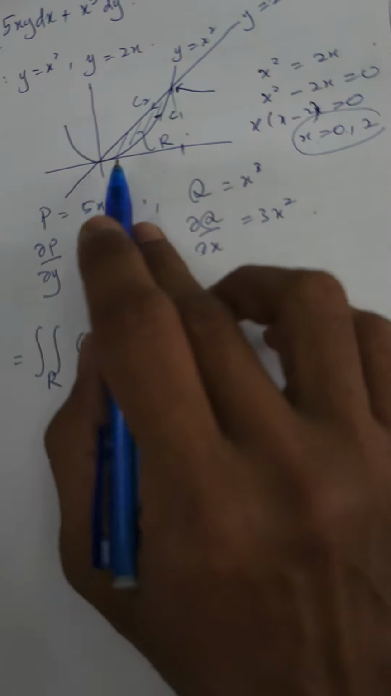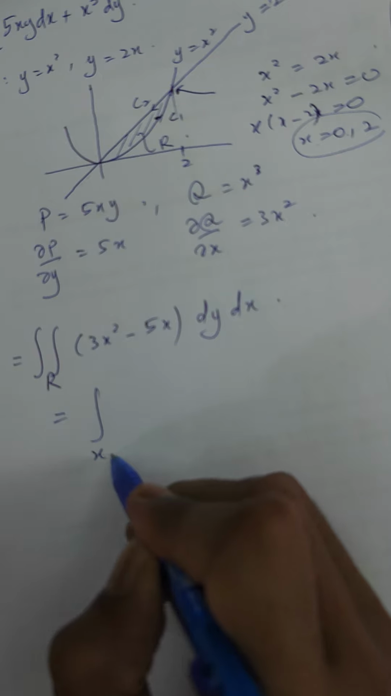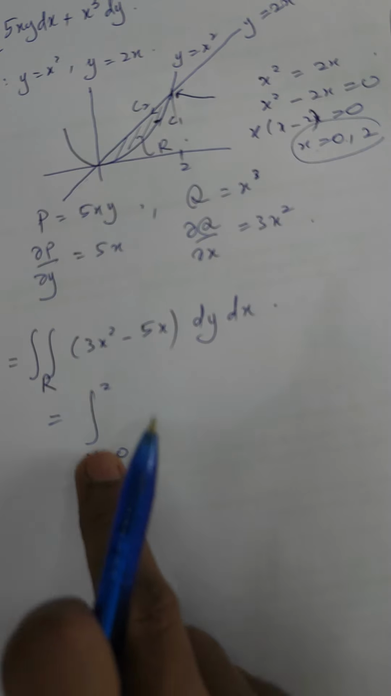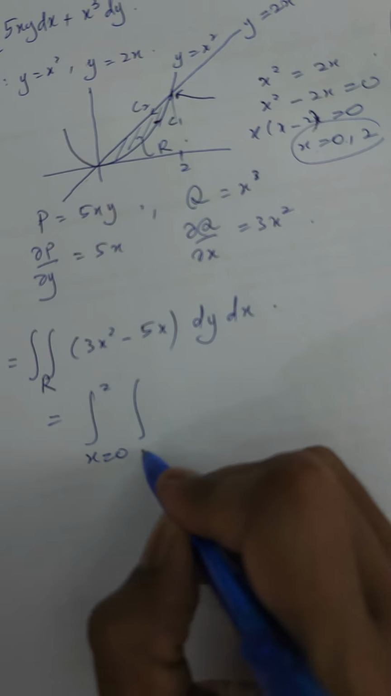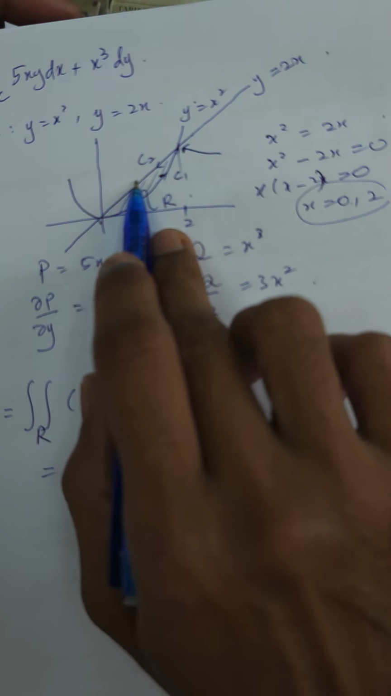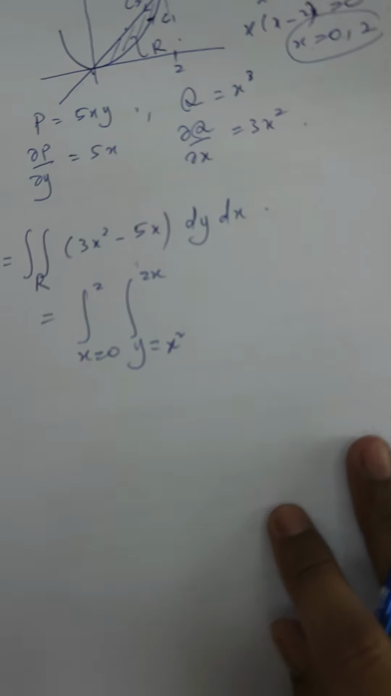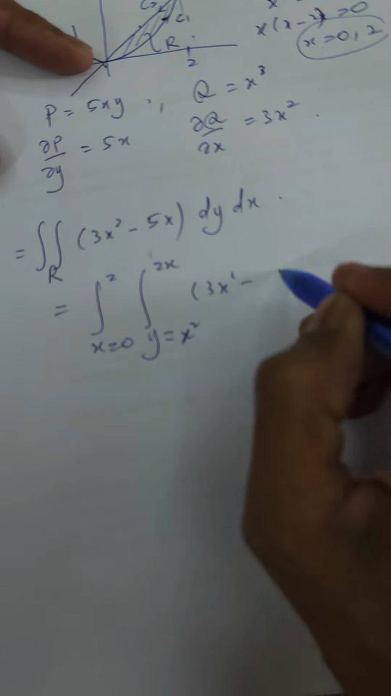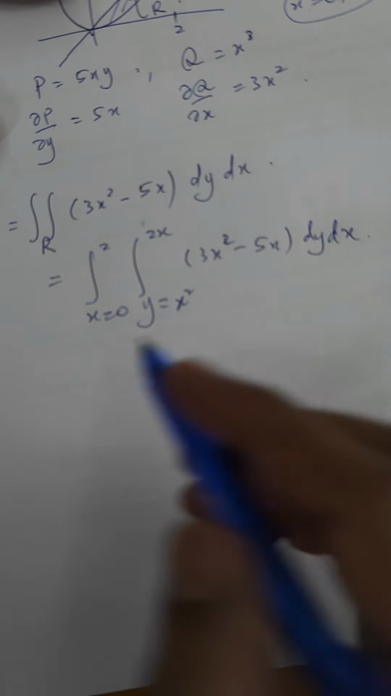So therefore the limits of integration for x are 0 to 2. Remember that the outermost integral must be a constant to constant, some numbers to some numbers, not a function. Whereas for y, look at the smaller function and the bigger function. This is the smaller function as compared to that, so y goes from x squared to the other one, which is 2x. Then put everything there, so we have 3x squared minus 5x dy dx.